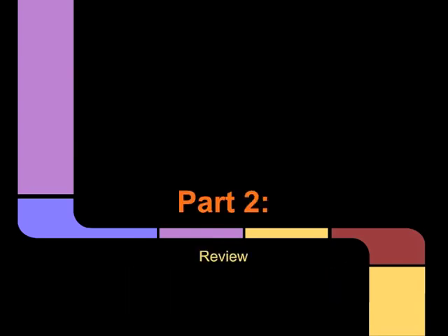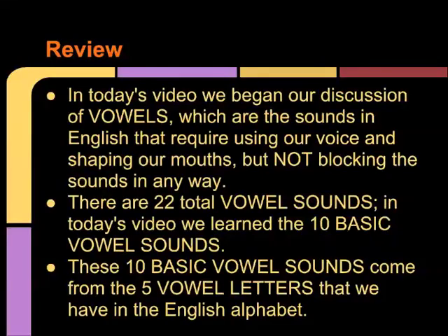Part 2, Review. In today's video we began our discussion of vowels, which are the sounds in English that require using our voice and shaping our mouths, but not blocking the sounds in any way. There are 22 total vowel sounds. In today's video, we learned the 10 basic vowel sounds. These 10 basic vowel sounds come from the 5 vowel letters that we have in the English alphabet.